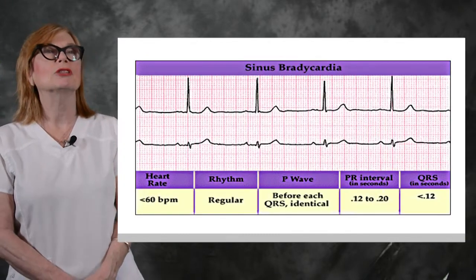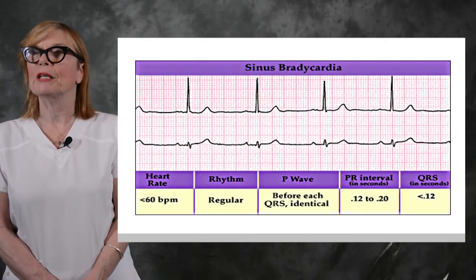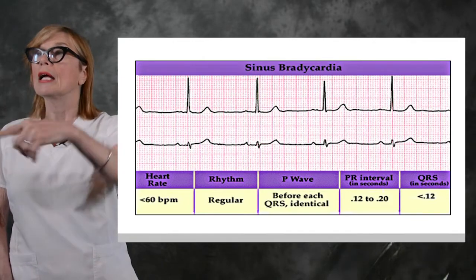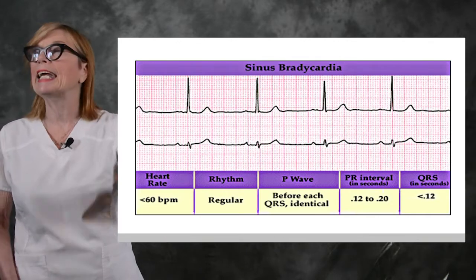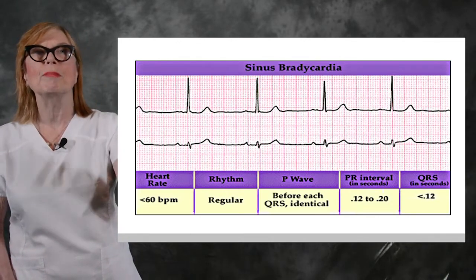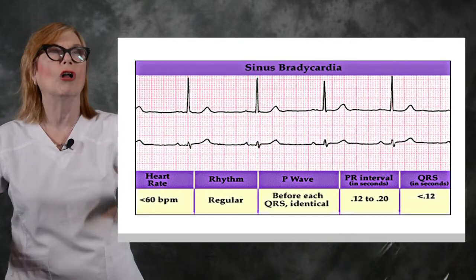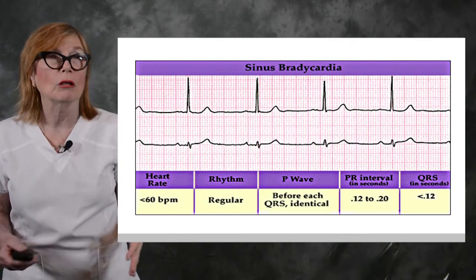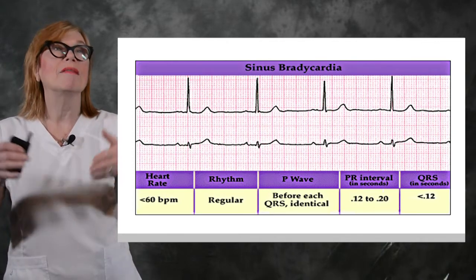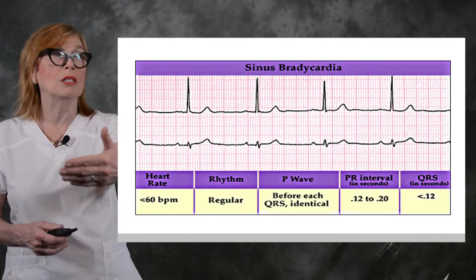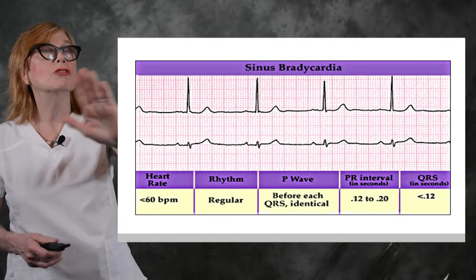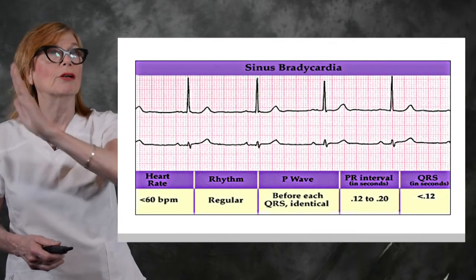Now, when we think about sinus bradycardia, remember the first thing we do is we take a look at the heart rate. The sinus node is in charge of the heart. It's firing at a rate less than 60, which means P to P interval equals R to R interval. Every P wave has a QRS and they all look the same. It's regular. The PR interval is 0.12 to 0.20, and we have a narrow QRS. Less than 0.10 is optimal, less than 0.12 is absolute. 0.12 is your hard stop. Anything wider could be problematic.